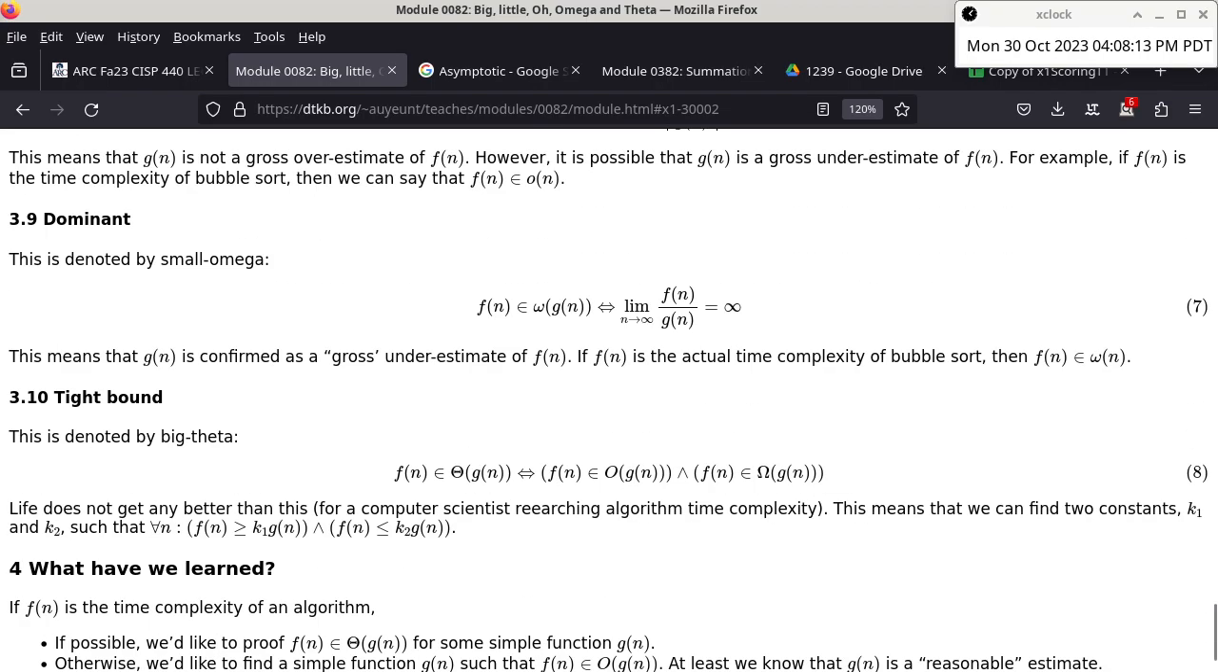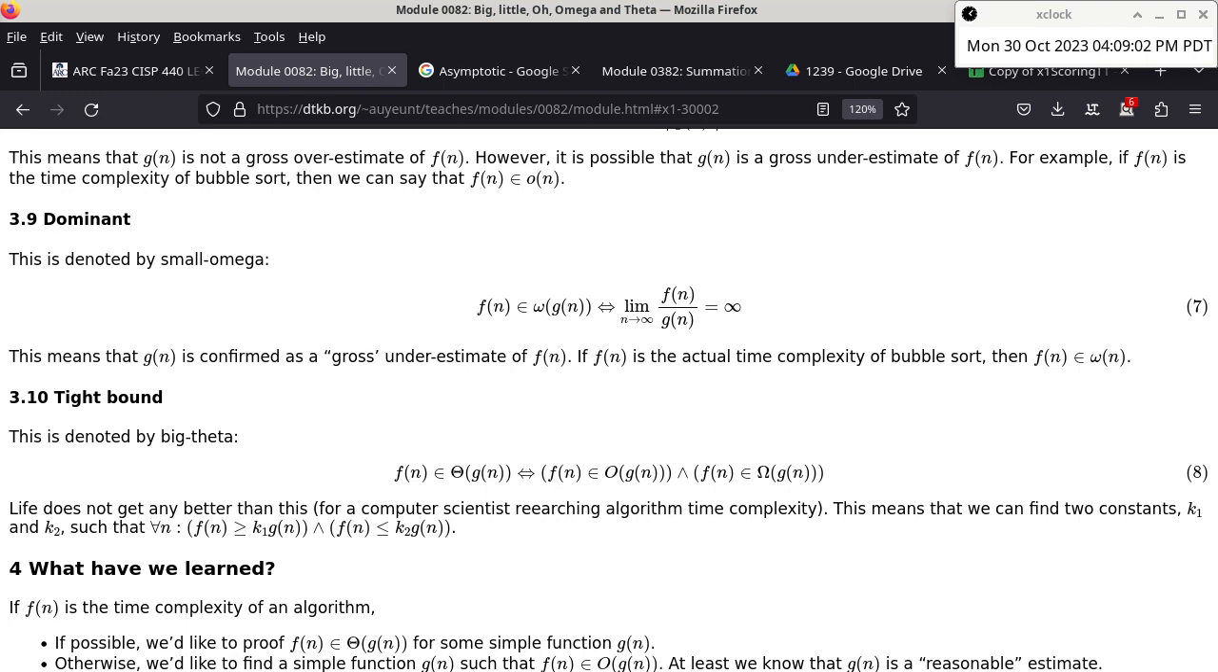Because when we define dominant, we're looking at the same thing as negligible, except this time we're going in the opposite direction. We are looking at the limit. This is not limit inferior, this is the actual limit. If the limit of this ratio is infinity, then we say g of n is a gross underestimate of f of n. In other words, it's not useful. Is it an underestimate? Yes. Is it a useful one? No. Because it is gross, it is just way underestimating f of n. Doing okay in terms of the terms and also in terms of how they are mathematically defined. All right.